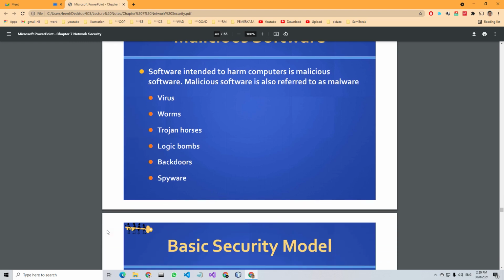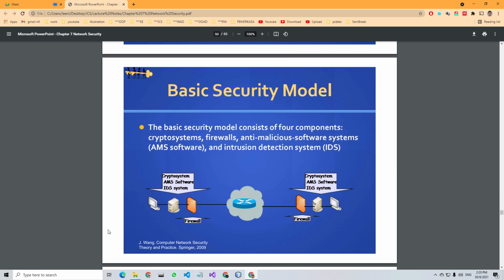The basic security model consists of four components: crypto system, firewall, anti-malicious software, and also intrusion detection system. So first we have a crypto system. Crypto system stands for cryptographic system.